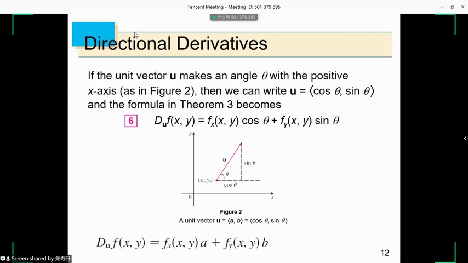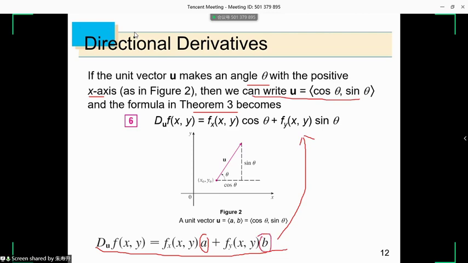If the unit vector makes an angle theta with the positive x-axis, then we can write this. I have explained in front, and the formula is number 3 of this one. We can write it, and it will become this. So a will become cosine theta, and b will become sine theta.